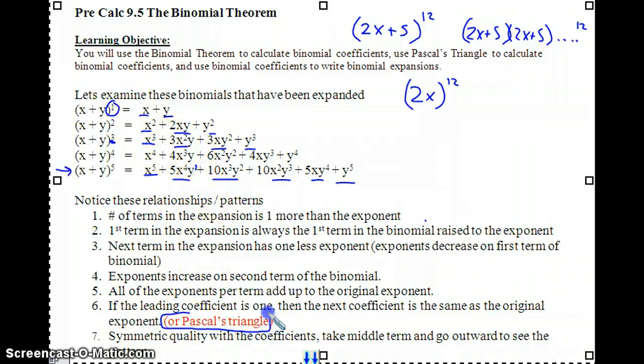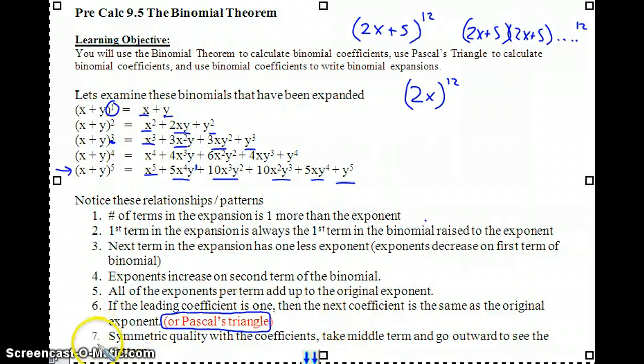I think that's going to be an easier method for us to figure out how to get these coefficients that go with each of the terms. And that's something we'll talk about a little bit further down in the notes. So the leading coefficient can be found with Pascal's triangle or using combinations, which again we'll talk about as we progress through this section.